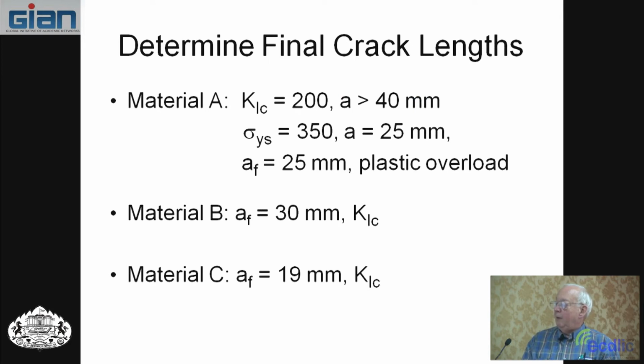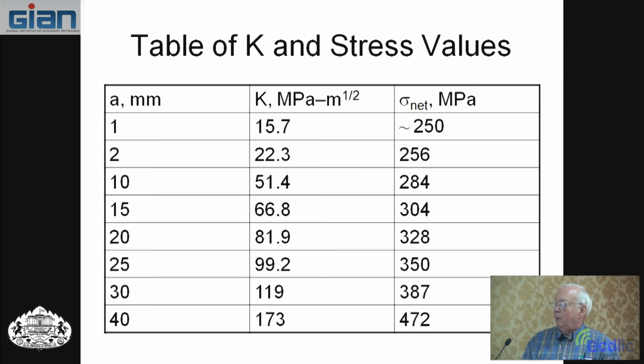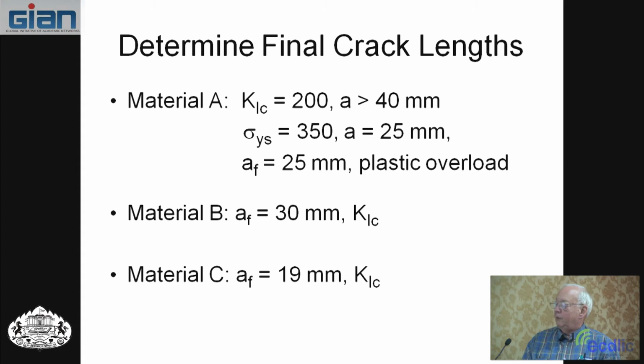Doing the same thing for material B, going with its K1C, the critical crack size is 30. K1C was 120, and this fails before net section stress. So this fails due to K1C, and this fails due to K1C. Those are the critical crack sizes for failure.